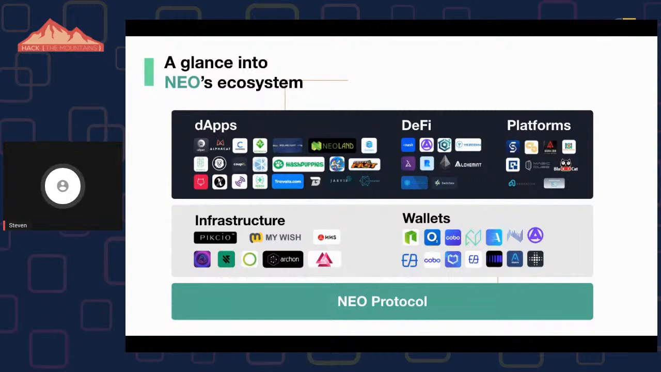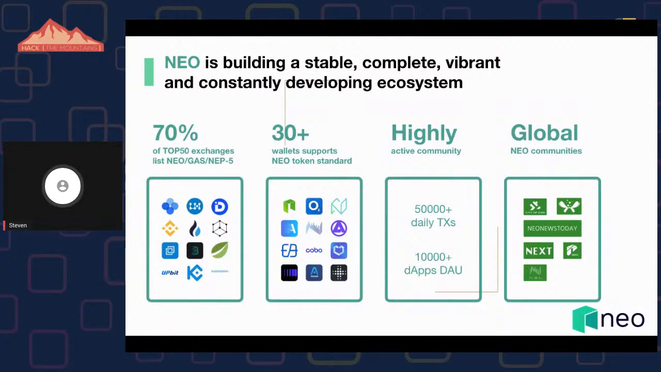So as I said before, Neo has been famous for a lot of years and it grows every year. We have a lot of things in the ecosystem: a number of wallets, a number of infrastructures, and also a number of dApps and DeFi protocols. Neo is going to build a great developing ecosystem, and you can see a lot of exchanges list Neo and NEP5, and almost every wallet supports it. And we have huge daily transactions and daily app users, and we have our global communities.